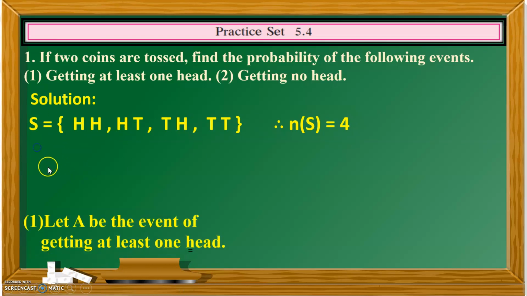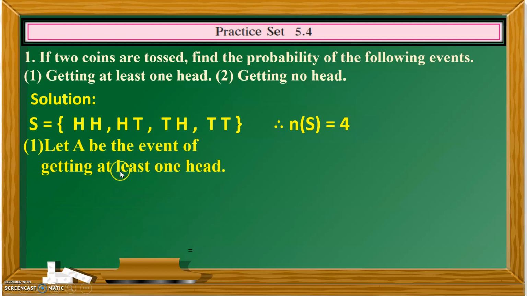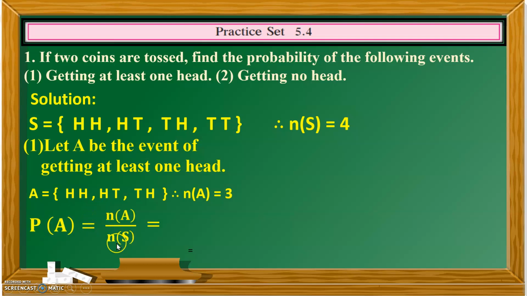We have to assume that let A be the event of getting at least one head. So we write A as HH. At least one head means minimum one head. More than one head it can have. That means it can have HH, it can have HT, it can have TH. TT will not come. At least means minimum one head and more than one head. So what will be P of A? It will be N of A upon N of S equal to 3 upon 4.